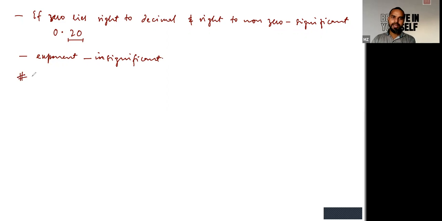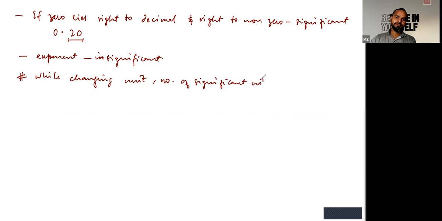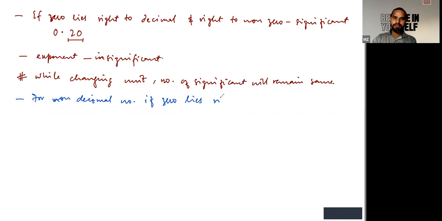If you convert a numerical value from one system to another system, its number of significant figures would remain the same. While changing unit, the number of significant figures will remain the same. And last, for a non-decimal number, if 0 lies right to a non-zero digit, then they are insignificant.